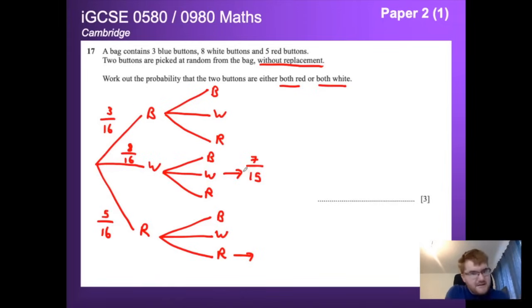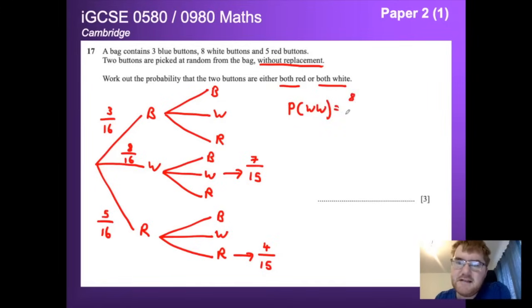Now we go right back to the start. So we have 5 out of 16 that are red. And then we choose a red button. So we only have 4 red buttons left, and we have 15 in total. So we need to work out these probabilities. So we work out the probability of white, white. Remember, we multiply along the branches. So we do 8 out of 16 times 7 out of 15, which I'm going to leave for the moment.